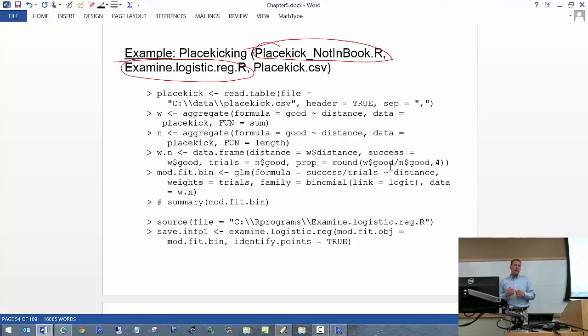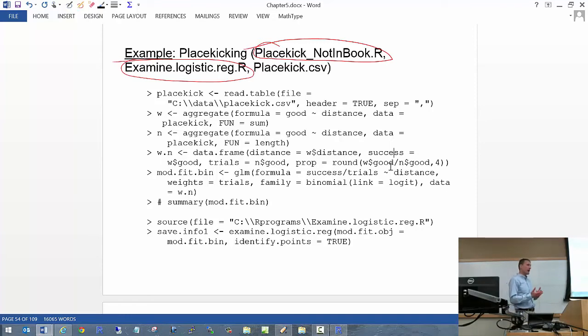Now what we're going to do is take a look at a particular function that I've written in R that allows you to look at all those things simultaneously through some output that's generated by it. This function only works for binary regression models, so those are chapter 2. You can, of course, download it from my website. So we're going to look at it in the context of the place-kicking data set.